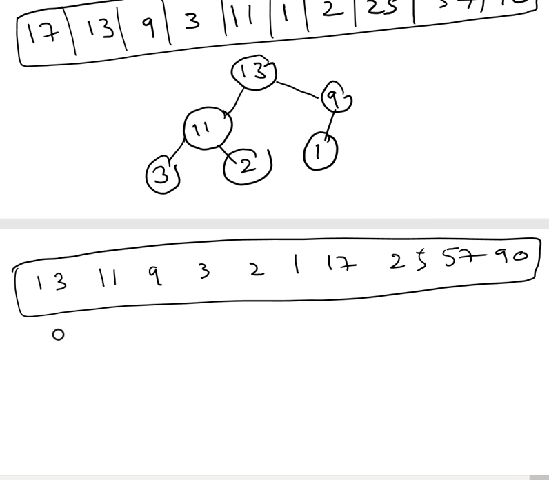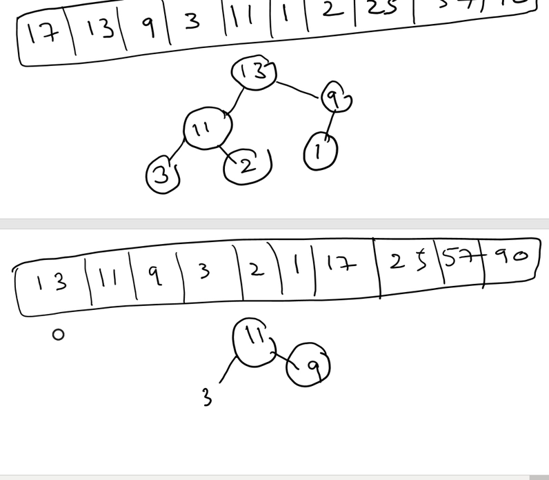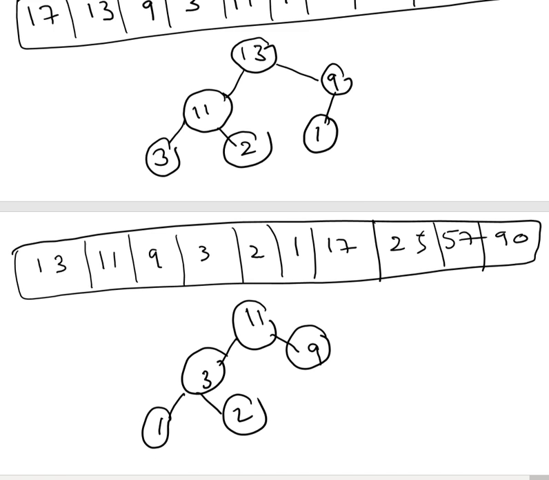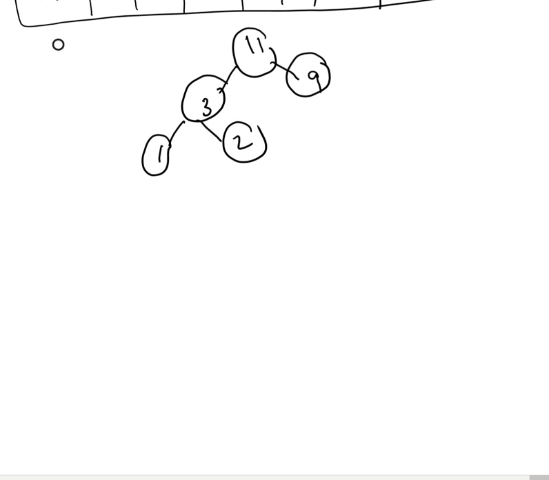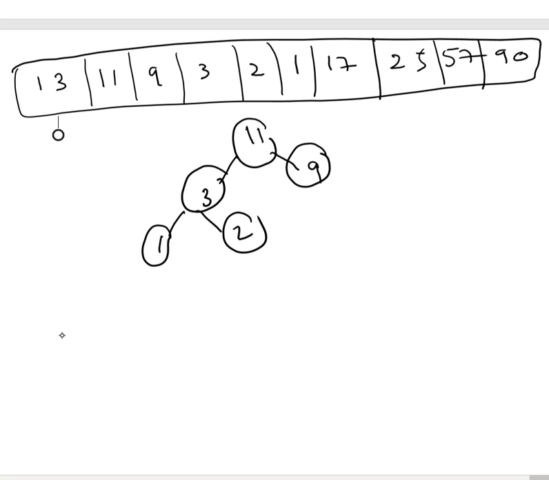I am deleting this one and placing it at the right side. Remaining all elements are the same. I am replacing the element. Now 11. Here will be 9, 3, 1 and 2. Now I will replace the 11. So 13 will be deleted. This is the 3. Now 3 will be what? 11, 3, 9, 1, 2. 13 will be replaced here.